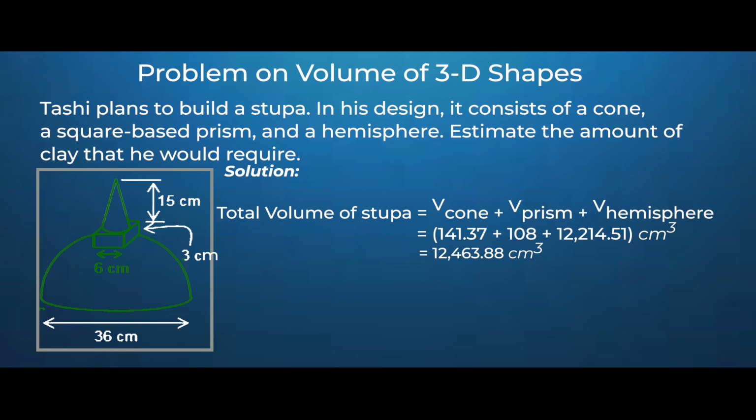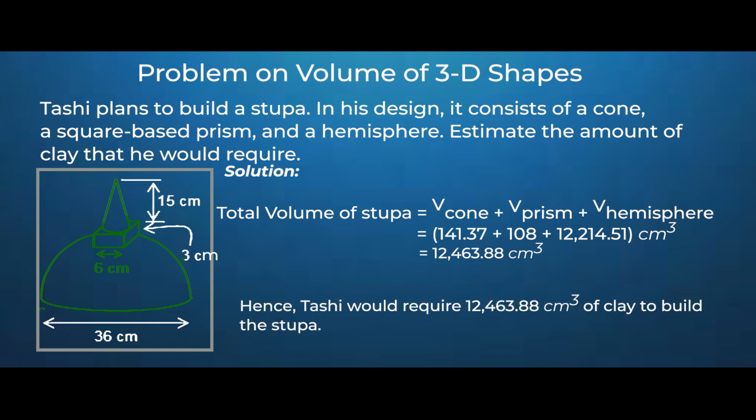Therefore, the volume of this stupa would be the total of the volume of cone, volume of prism, and the volume of hemisphere. So when we total the volume, we get it as 12,463.88 centimeter cube. Hence, Tashi would require 12,463.88 centimeter cube of clay to build the stupa.